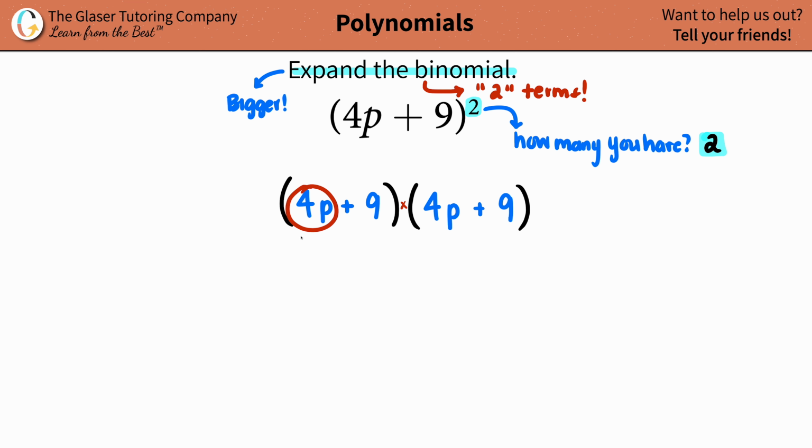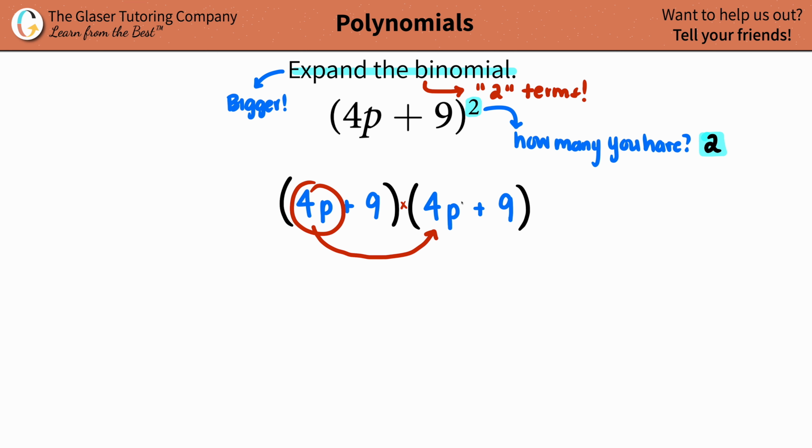The first term we've got is 4p. When we're multiplying, we are not going to be multiplying things in the same parenthesis, because it literally just says addition. So when you're multiplying, you must take your value and go across the pond, across the parenthesis, to the next parenthesis.